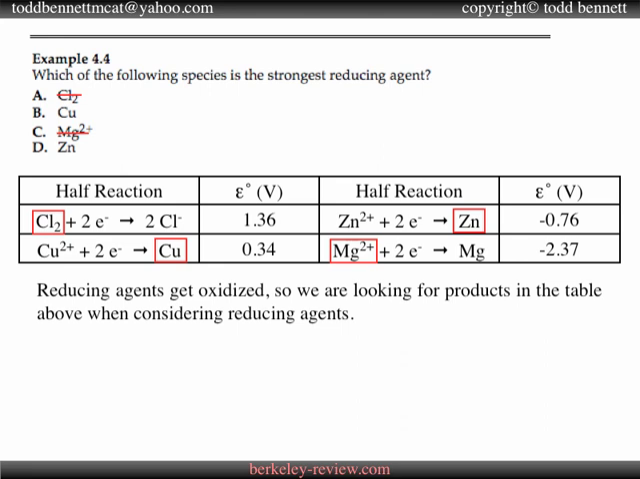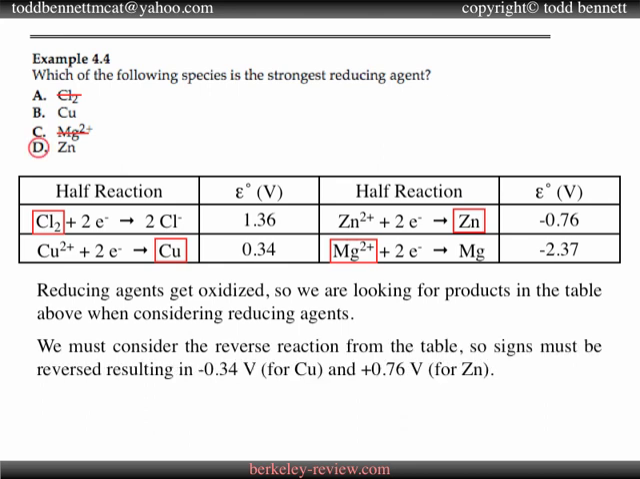So we can eliminate right away Cl2 and Mg2 plus because they are on the wrong side of the equation. They're not going to be reducing agents. They're going to be oxidizing agents. We're down to zinc and copper. The more favorable reverse reaction, so when I flip the number around, positive 0.76 for zinc, negative 0.34 for copper, zinc is your best reducing agent out of those species.